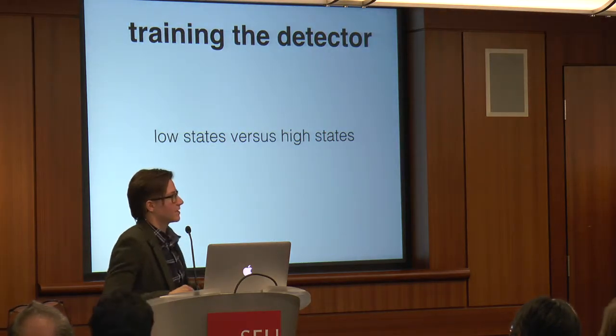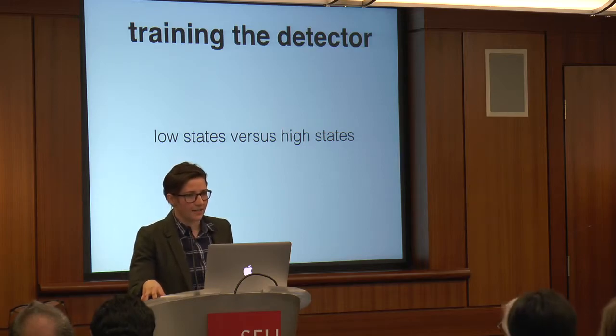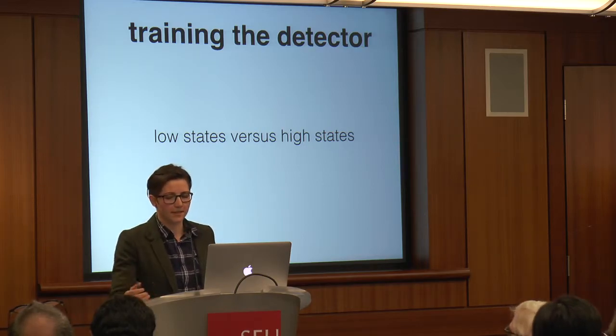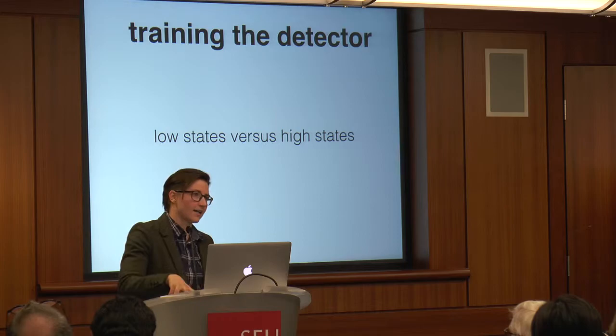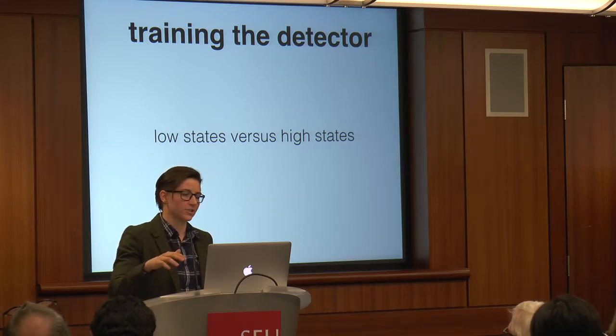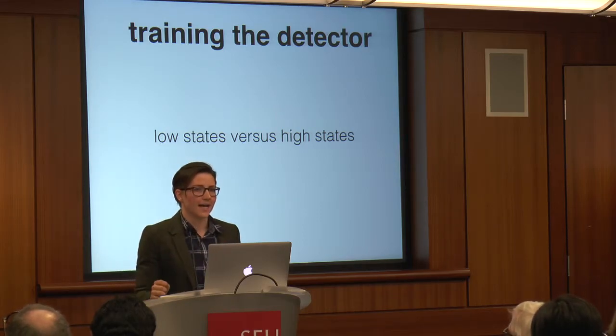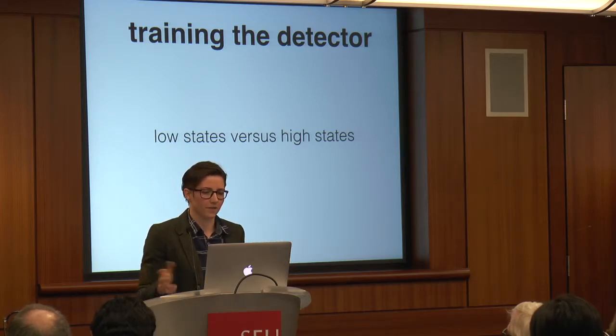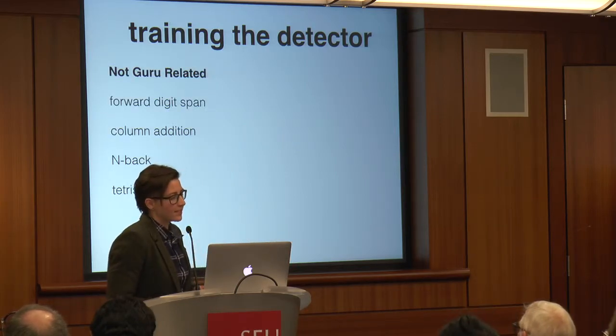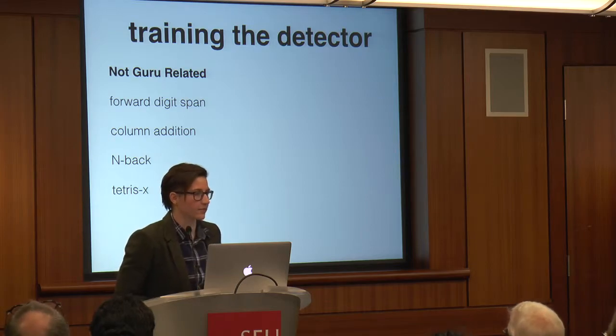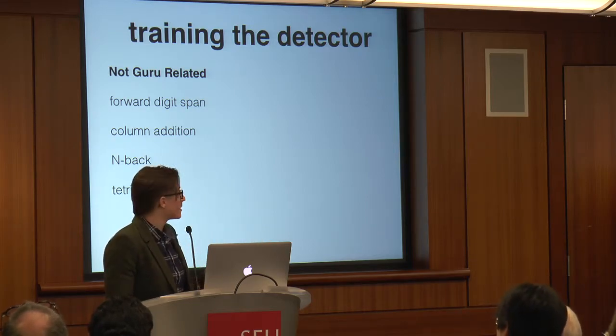The next thing that I'll talk about is, so we collect the EEG data, but one thing we need to keep in mind is that we need to know what's high cognitive load and what's low cognitive load. So we need to train the detector on some tasks that we know would induce low or high cognitive load. So we did that by having the students go through a variety of tasks beforehand.